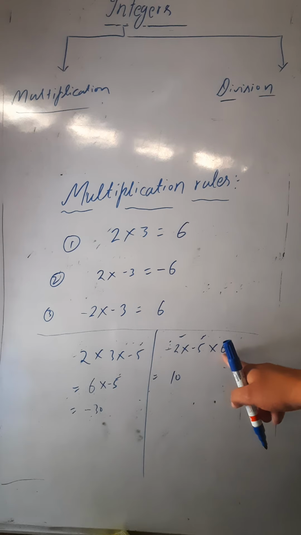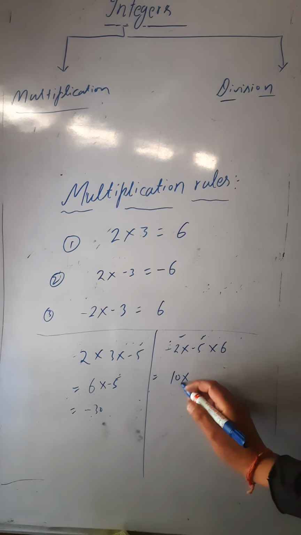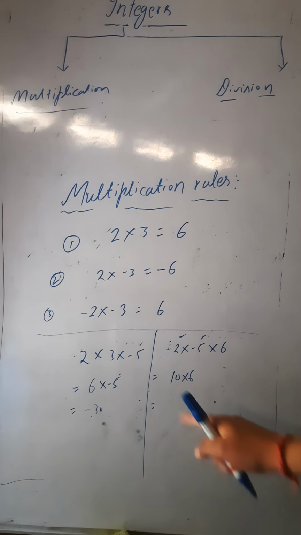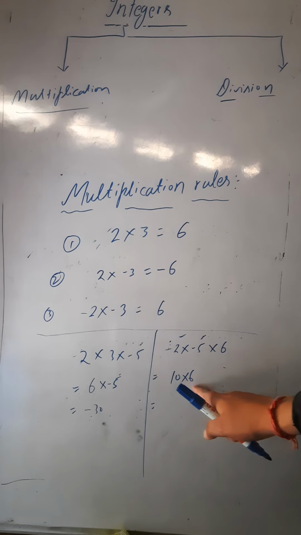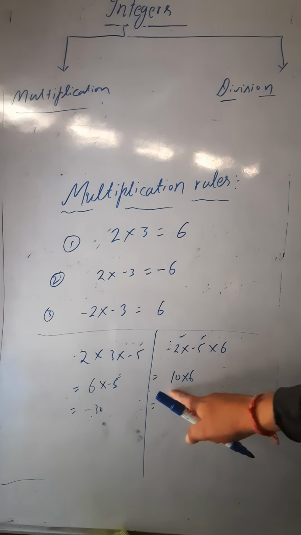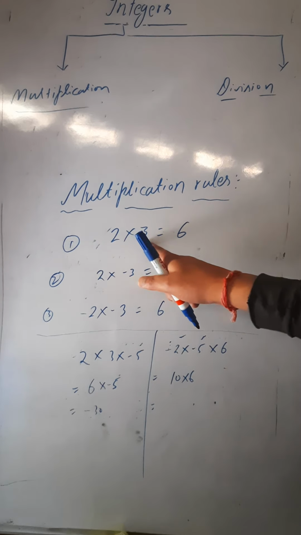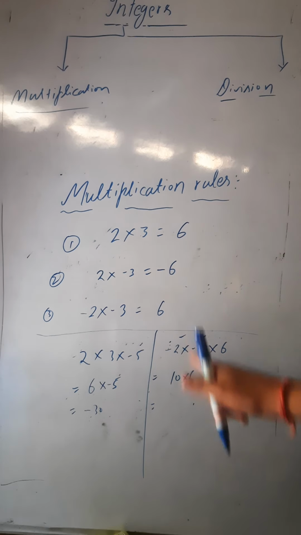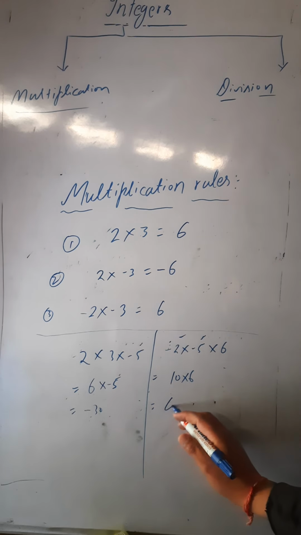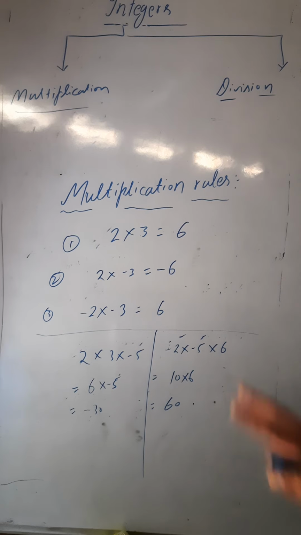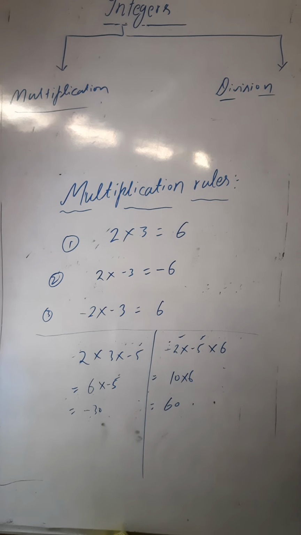Okay. So what is left now? Into 6. This 6 is left now. So now 10 into 6. 10 6s are 60. Look here. Both are positive integers. So when both are positive integers, the sign is again positive. So I will write 60. Okay. So this is how you can solve the questions.